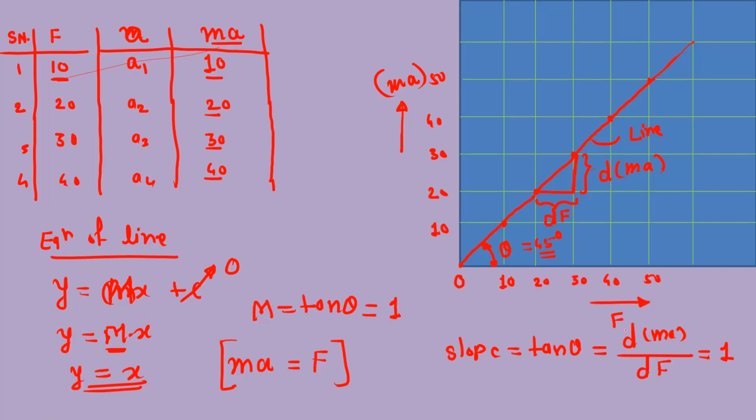Now from this equation, I will write here the same equation, d(ma). I will shift this term dF to the left hand side, so this is equal to dF into 1. So you can cancel out this differentiation. You just have to integrate both the sides. If you know the limit of this integration, then you will get this value as mass into acceleration, which is equal to, you can cancel out the differentiation, so it is F.